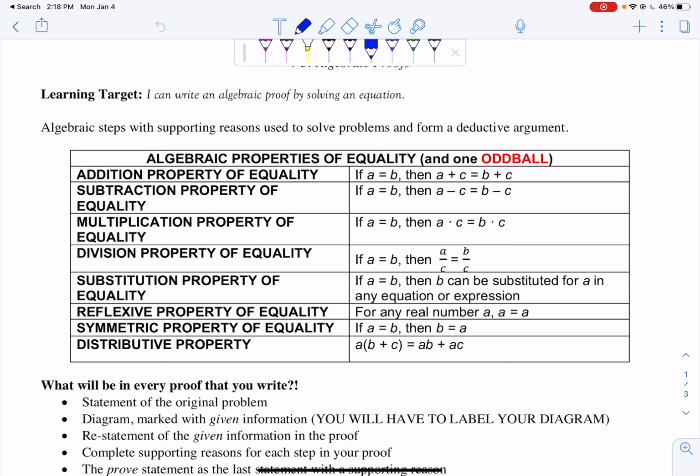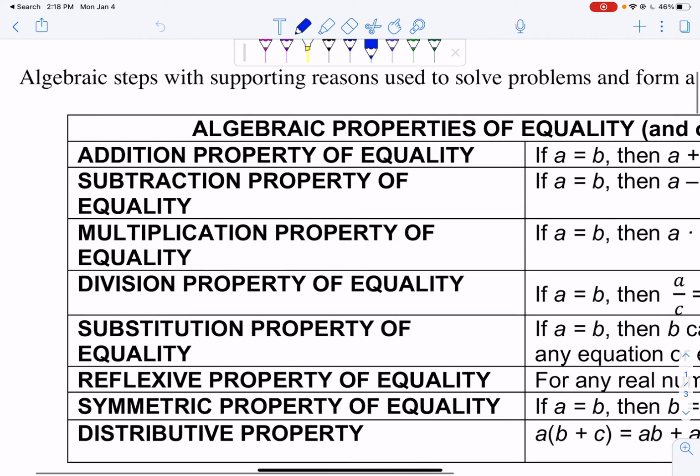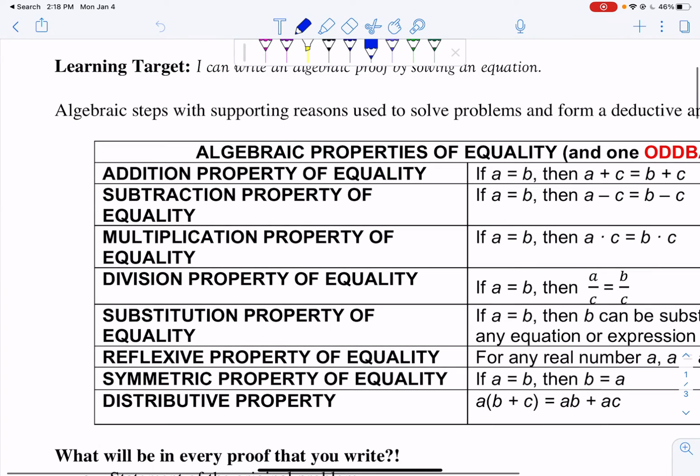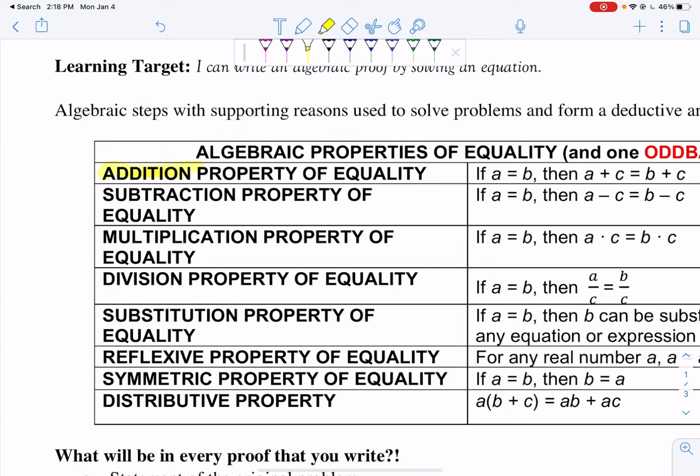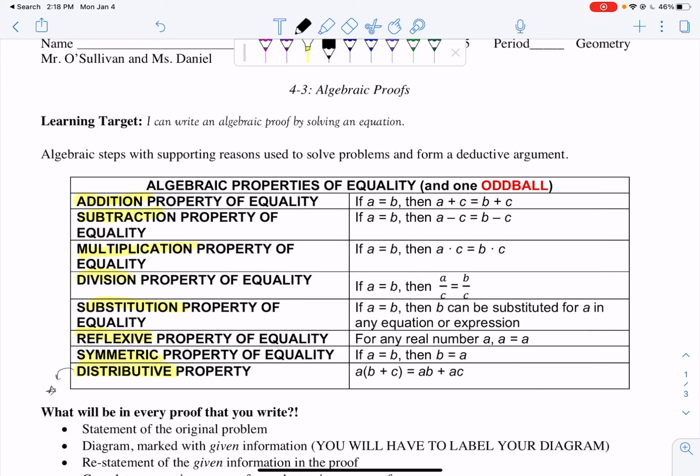So the algebraic properties of equality and one oddball. You're going to see here that we have a bunch of reasons that we can use for justifications in our proof. So we have addition, subtraction, multiplication, division, substitution, reflexive, symmetric, and distributive. This one right here is your oddball, the distributive property, because it doesn't really pop up in geometric proofs. It pops up in algebraic proofs, but not often with geometric proofs.